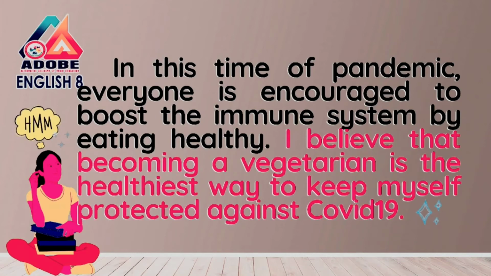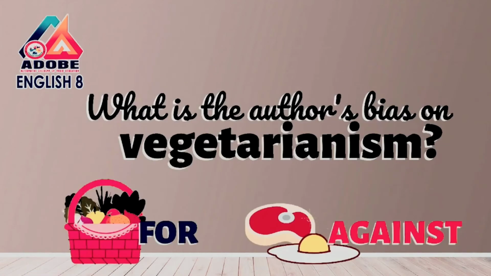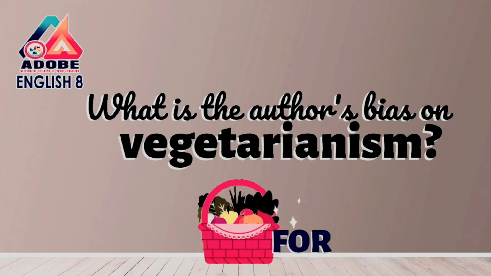Well done! The last sentence gave us the hint that the author shows bias in writing. The author expresses his or her opinion on becoming a vegetarian. What is the author's bias on vegetarianism? Is it for or against? Very good! The author's bias is for vegetarianism.